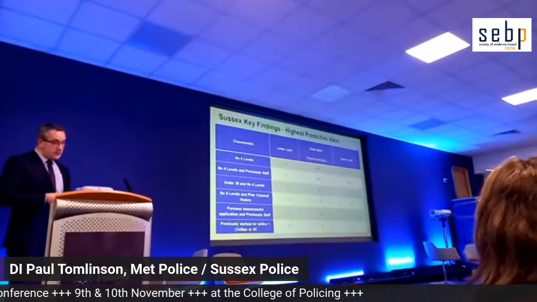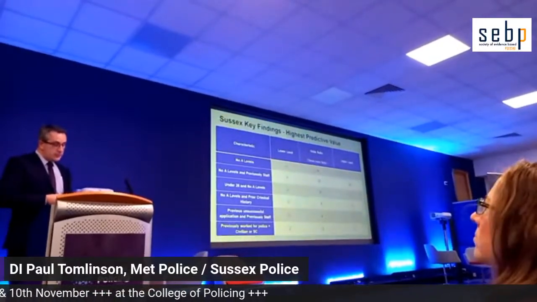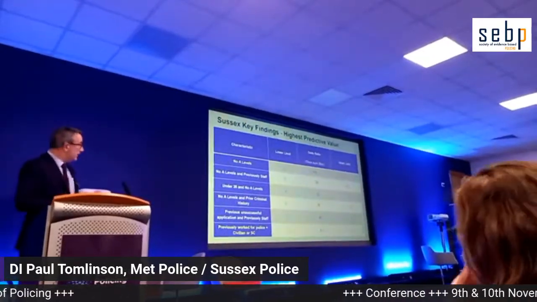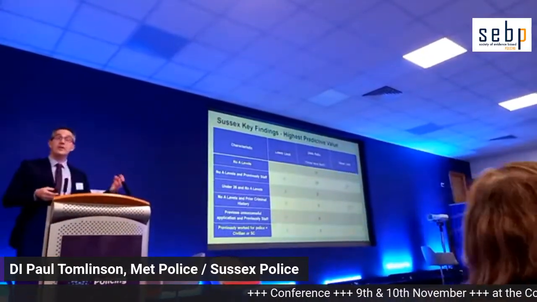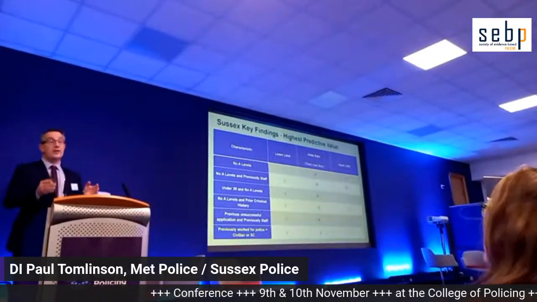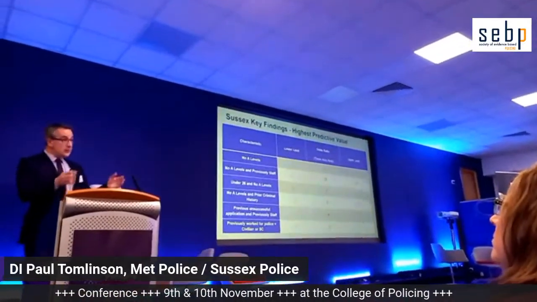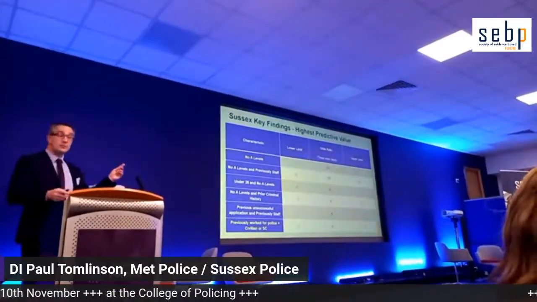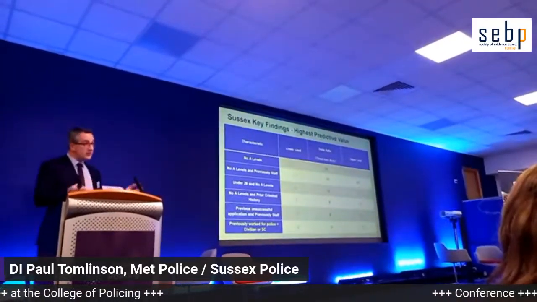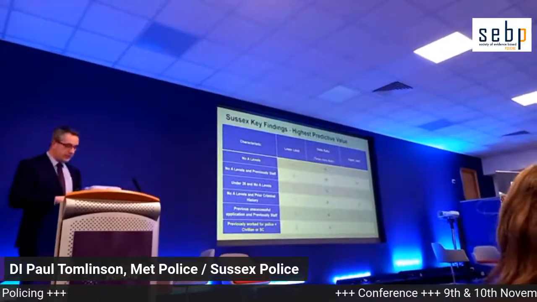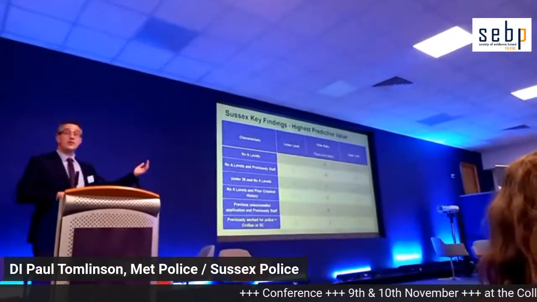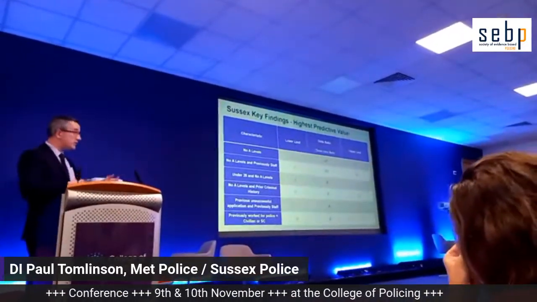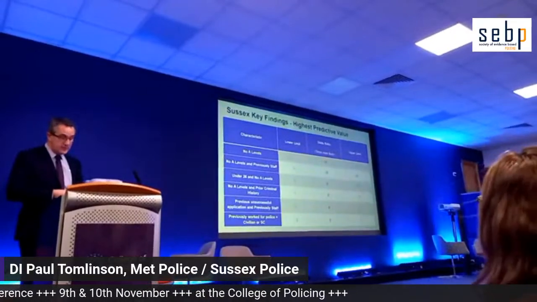For example, the most effective predictor was having no A levels at the point of application. As you can see there, that had an odds ratio of 19. So individuals who did not have A levels at the point of application, compared to colleagues who weren't investigated and did have A levels, were 19 times more likely to be investigated. So that's quite telling, really. But that could be as high as 35 times more likely. And that would be really quite significant.